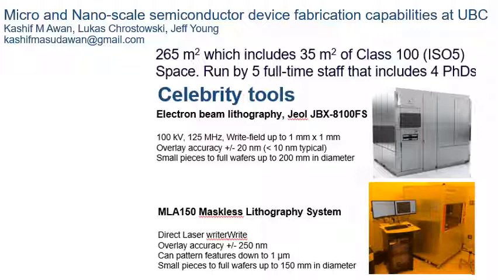The second tool, which I rate as the celebrity tool in-house, is the MLA 150 maskless lithography system. So this is a direct laser writer. This one has an overlay accuracy of plus minus 250 nanometer, but typically we can get half a micron out of it. The pattern features can go down to 1 micron resolution. It can also incorporate small pieces as well as wafers up to 150 millimeter in diameter, that is 6-inch wafers. So it can do 6, 4, 3, and 2-inch wafers.